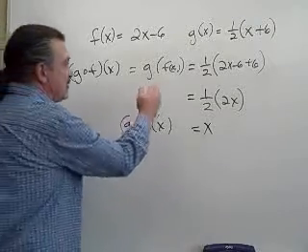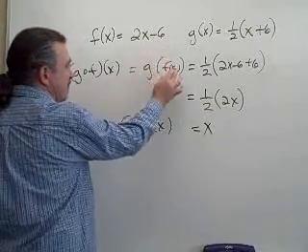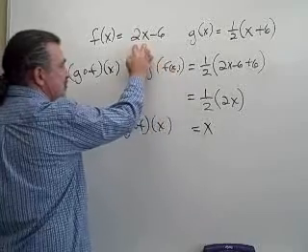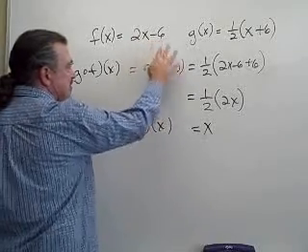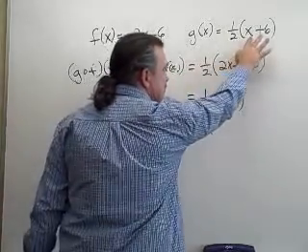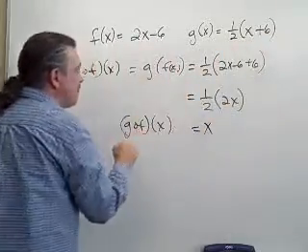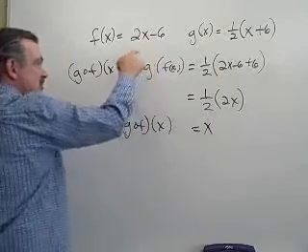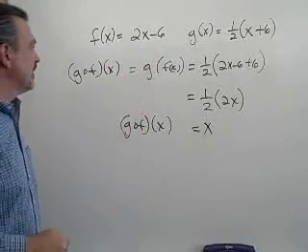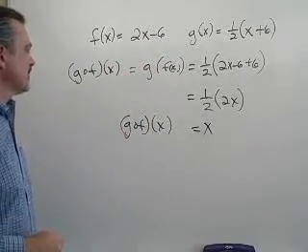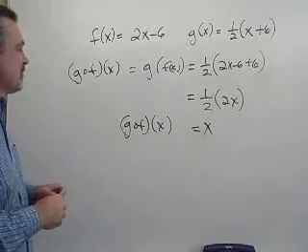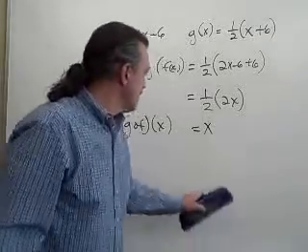If we take a value of 4 and put it in for x into f of x, 2 times 4 is 8. 8 minus 6 is 2. Putting in 2, 2 plus 6 is 8, 1/2 of 8 is 4. That got us back to the original value that we put in place of x in f of x. So these functions are inverse functions.